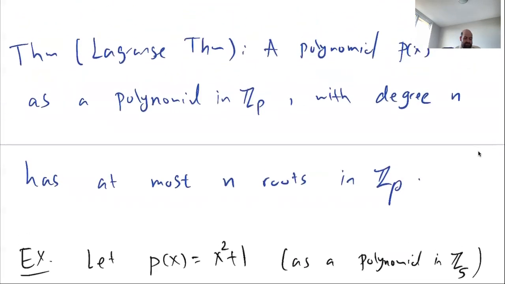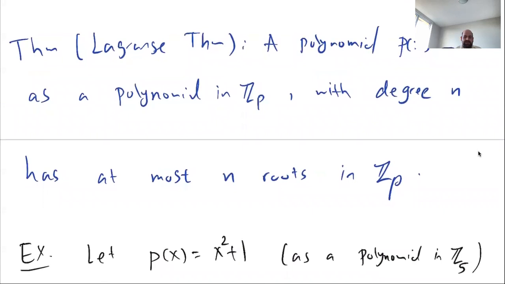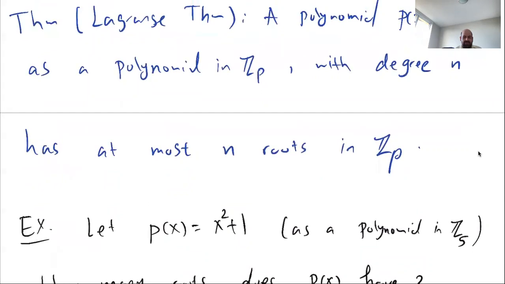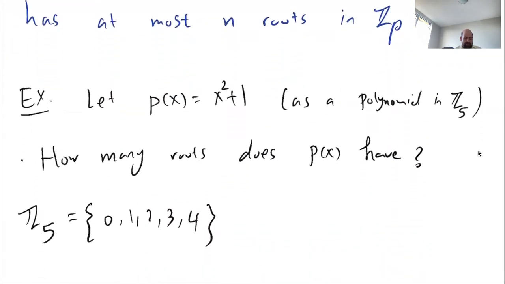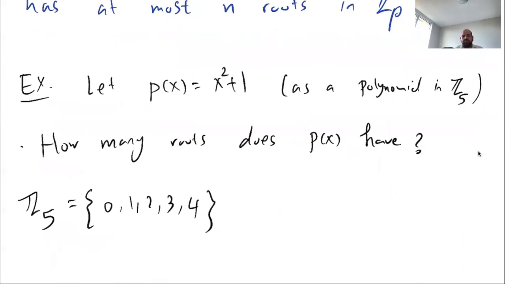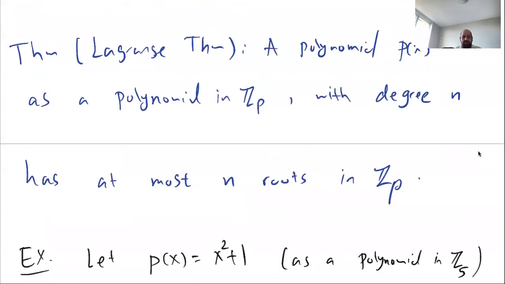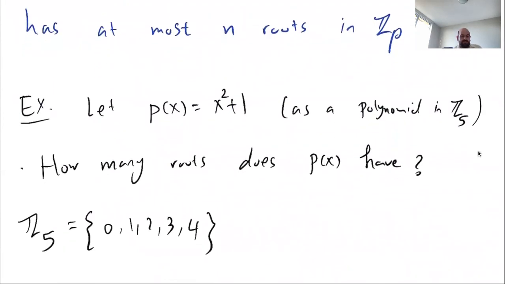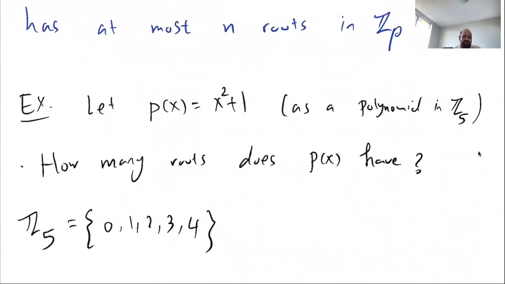Now, Lagrange's theorem says that a polynomial of degree n in Zp, if p is prime, and here 5 is prime, has at most n roots. What is the degree of p of x? The degree of p of x here is 2. So p of x can have at most 2 roots. There are 5 potential candidates for roots, which are 0, 1, 2, 3, and 4. But according to Lagrange's theorem, at most 2 of these 5 numbers can be a root for p of x.